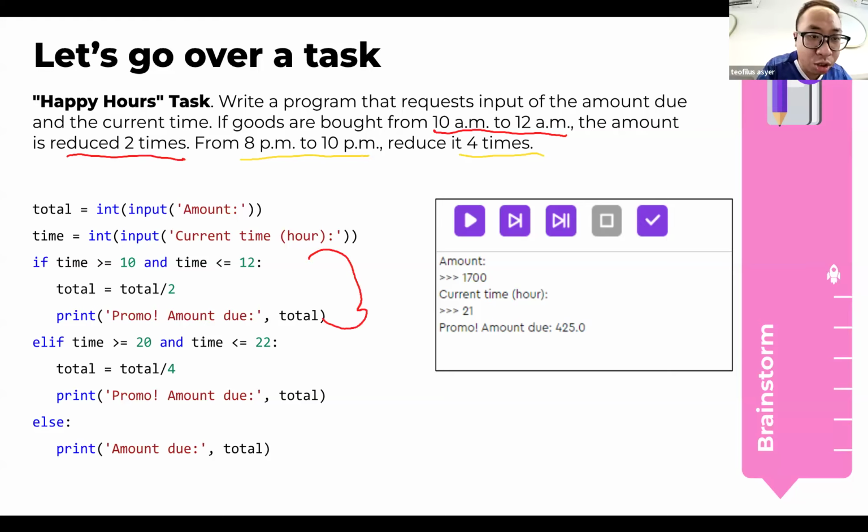And if is actually used to code the second condition. You get it? And the else is actually for the rest. That's why you have to use the if, because there are three conditions in here: 10 a.m. to 12 a.m., 8 p.m. to 10 p.m., and then the rest. You got it?